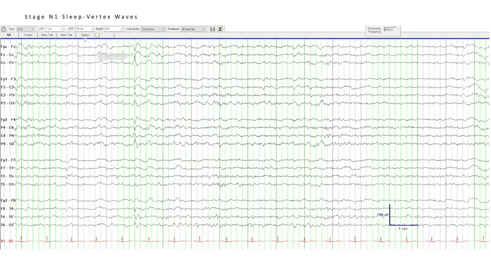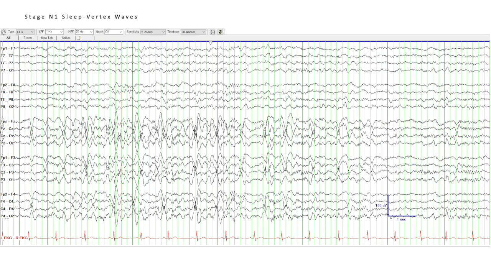Here's another example. Note that the montage has the Cz electrodes up top in this one, but it's maximal at Cz. And you see again, the field is around Cz in the parasagittal electrodes. Most features of sleep are maximal in the central and parasagittal region, which is why sleep physicians typically only use electrodes in these regions.